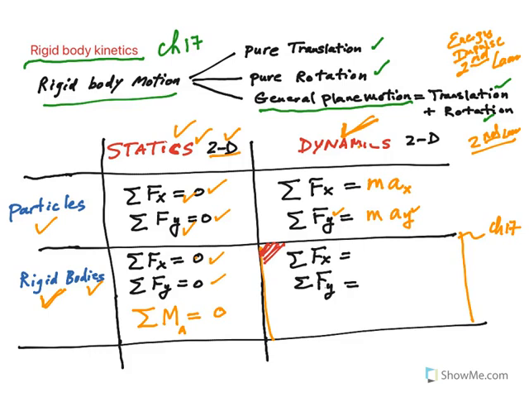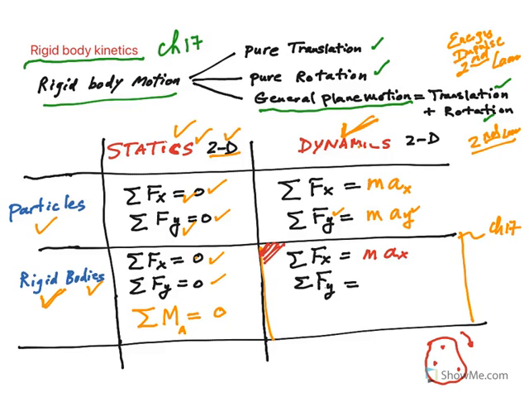So clearly, the sum of the forces in the x direction is going to be m a_x. But there is a problem, guys. When you have a rigid body and it's rotating, we are talking about acceleration of what point? Acceleration of this point, this point, this point. Which point? Each point has a different acceleration.